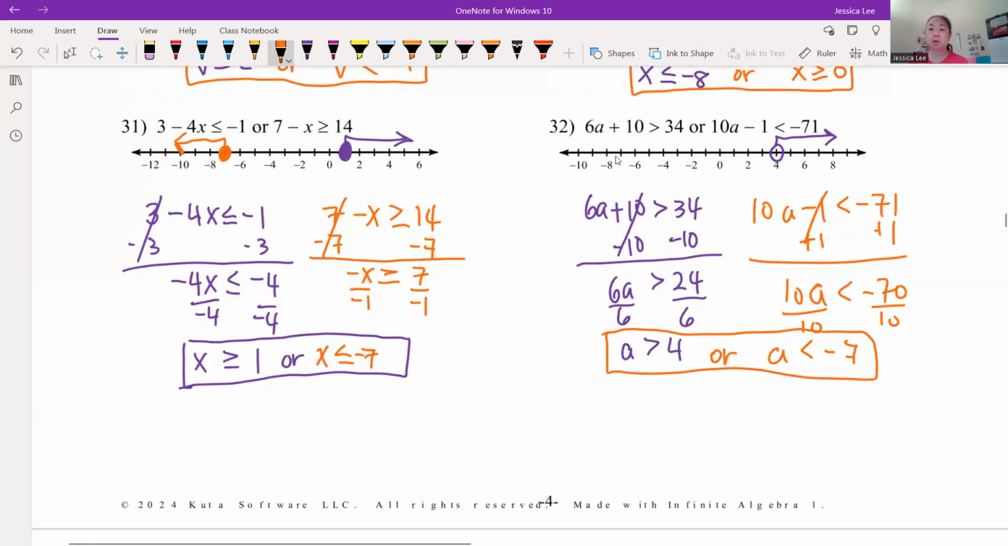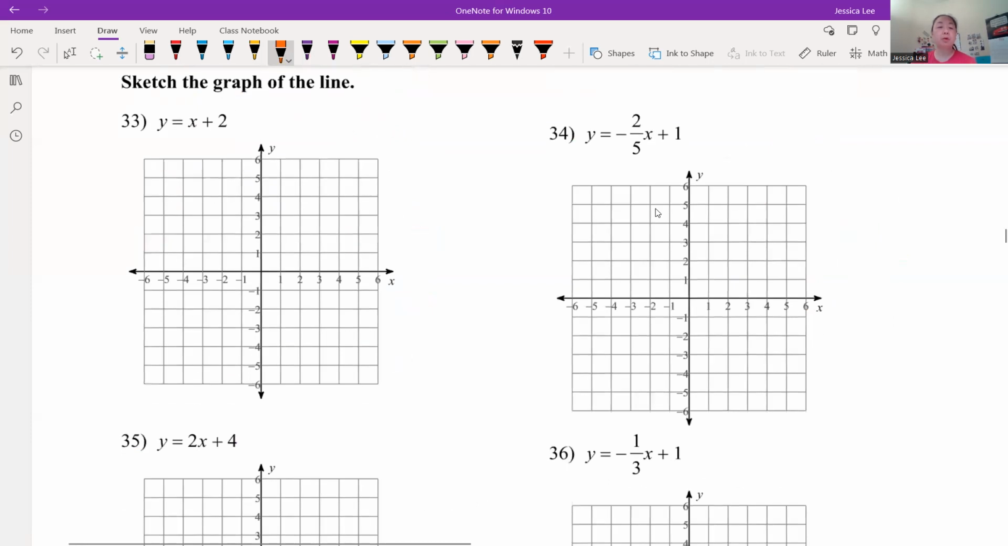All right, so we're going to go all the way to negative 7. It is an open circle and going to the left. Sorry for that squiggle. There we go. Now we're going to sketch some lines here.